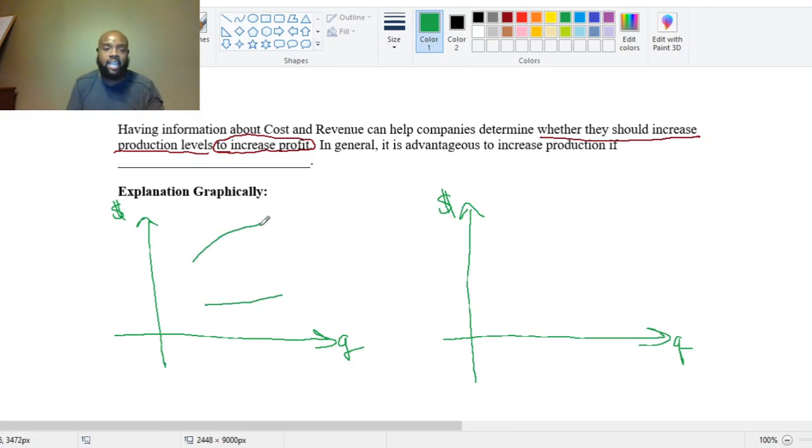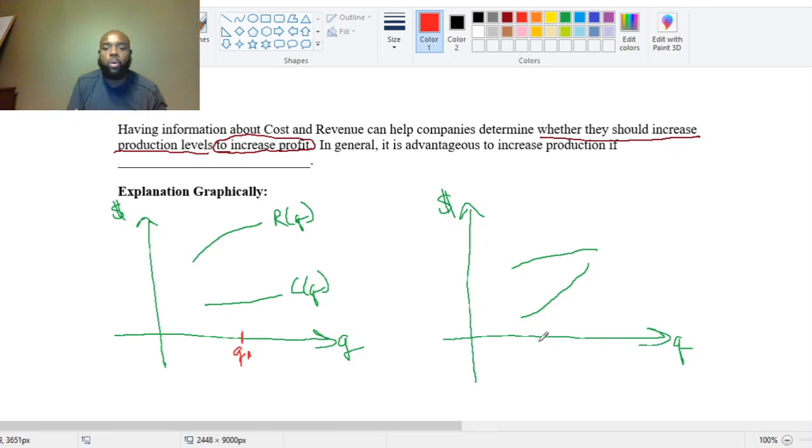So notice that this top function is steeper than this bottom function, right? I'm going to call this R of Q, and I'm going to call this C of Q. Notice the top function is steeper than the bottom function. I'm zooming in on the special section, okay? And then I'm going to do a similar graph, but here I'm going to have that, and I'm going to have that, right? And what I'm going to do is identify a point.